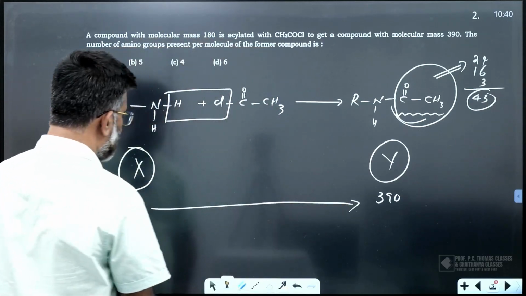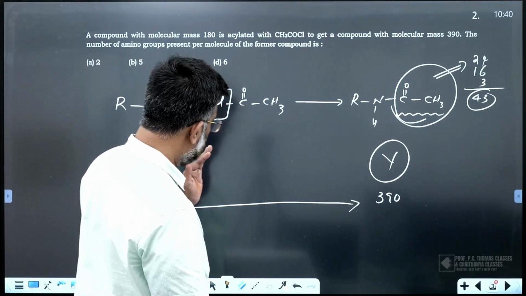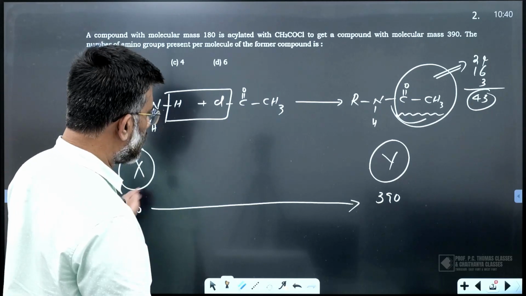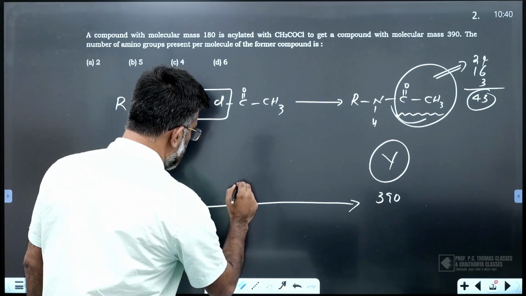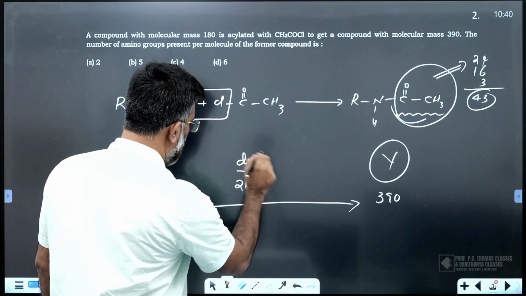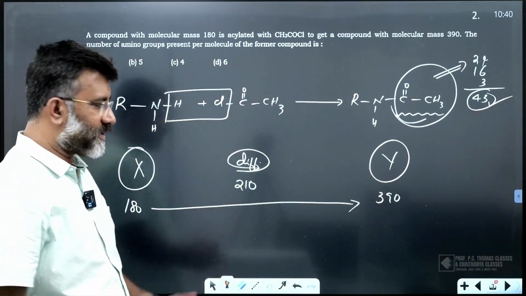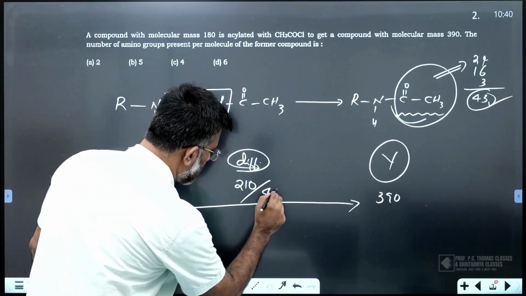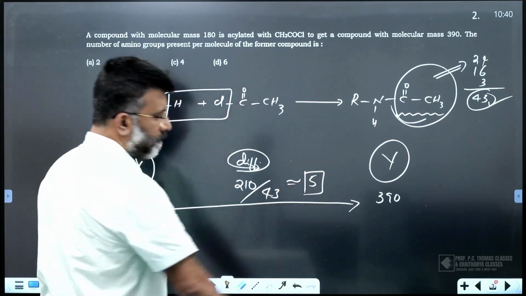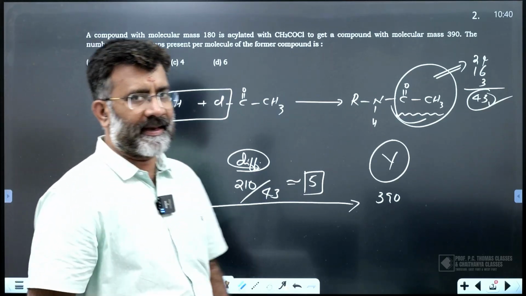And you see what is the difference? 180, 390. 180 plus 200 will be 380, plus 10, so the difference is 210. That is the difference in molar mass, and that difference is caused by the acyl group. How many acyl groups are coming? So it is 210 divided by 43. Approximately, it is 5. So there will be 5 amino groups present in X.